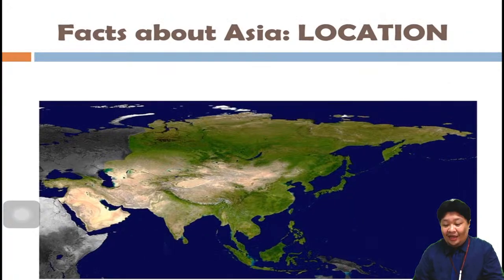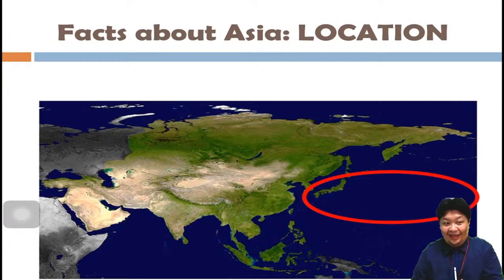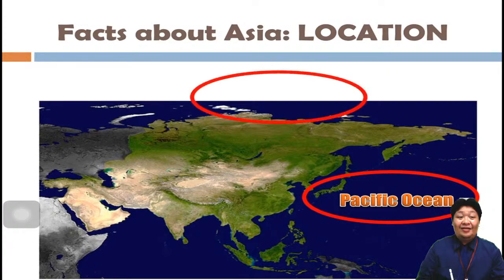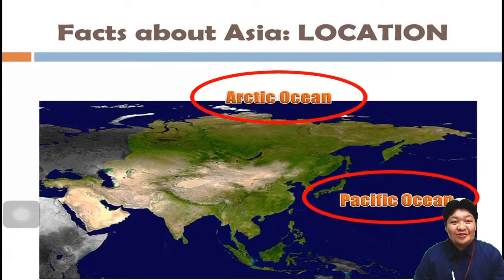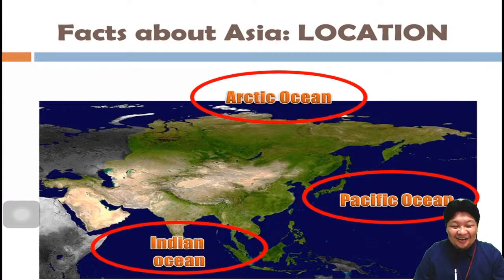Let's continue. Anyone, can you name what border this is? Okay, very good. This is the Pacific Ocean. It is in the east of the continent Asia. How about this border? This one. What border is this? It is the Arctic Ocean. Very good. Next, how about this one? What ocean is this? It is the Indian Ocean. Very good. So these are the three oceans that surround the continent Asia.